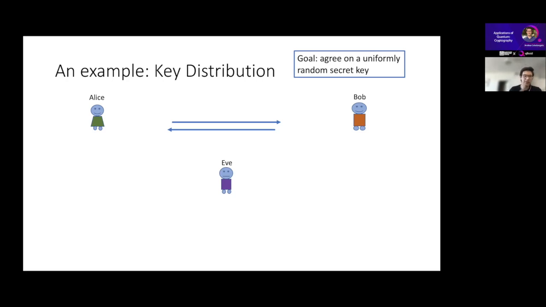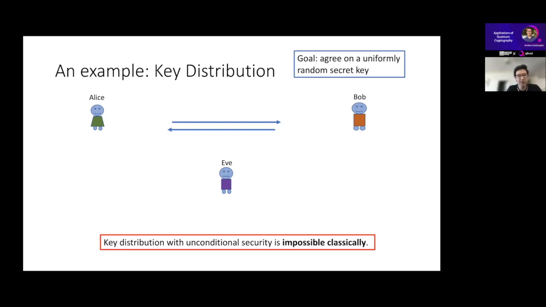Now, if you stop and think about this for a moment, you will find that this is actually a very difficult task to achieve if we let Eve intercept any message. In fact, key distribution is impossible to achieve in the classical world if we want this unconditional security. Unconditional security means the protocol is secure even against a computationally unbounded Eve. And this impossibility is quite easy to see.